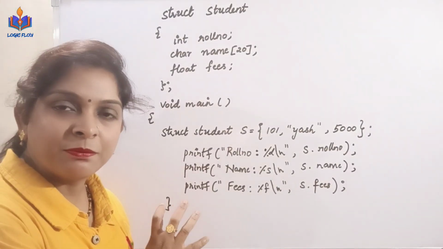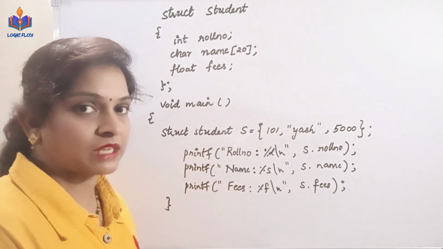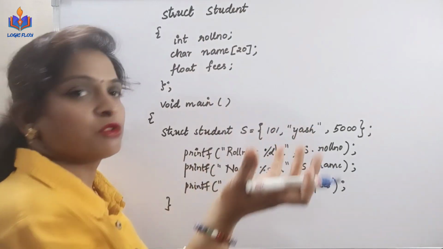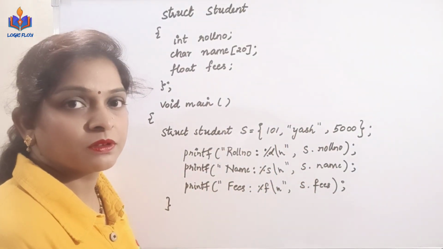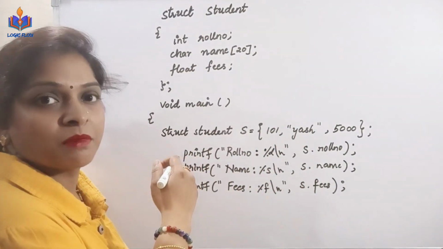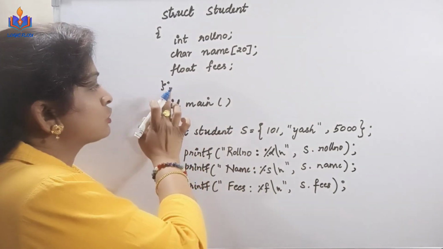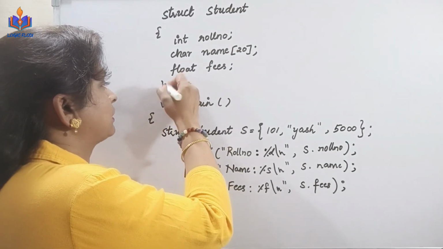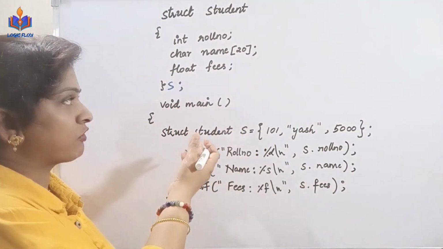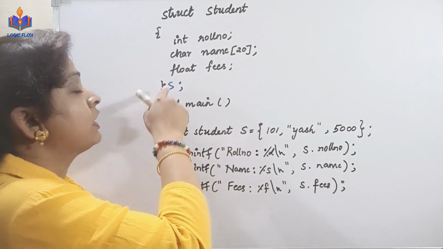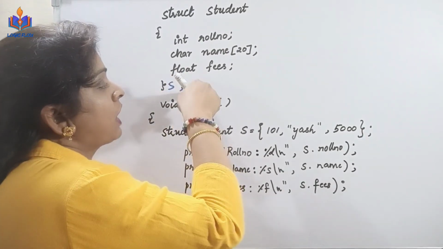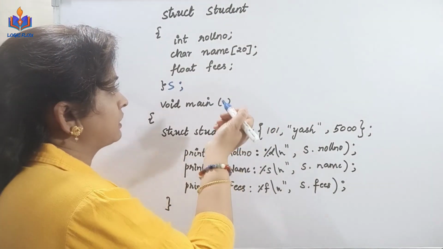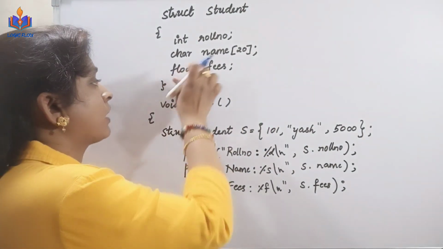So here is a very simple program to understand how to use Typedef. Let us have a structure by name student, and as usual I have defined the members. The members are roll number, name, and then fees. I can also have the structure variable here. That is one more method that we have already learned, how to have the structure variable. It can be outside the main, or it can be inside the main.